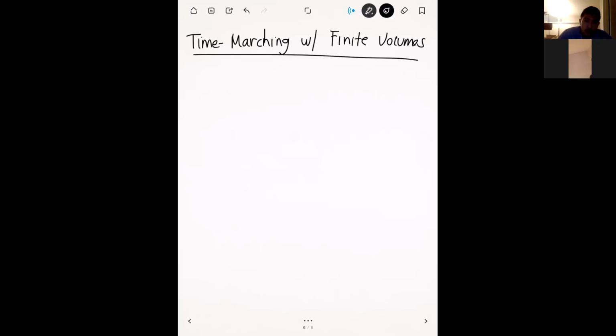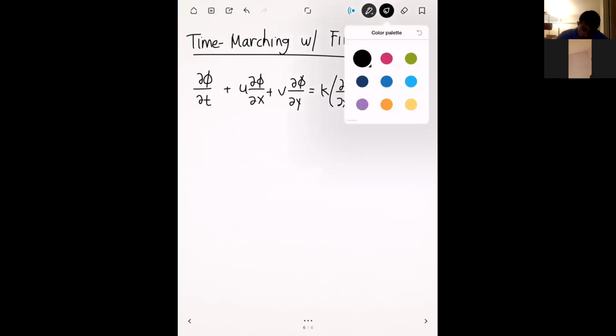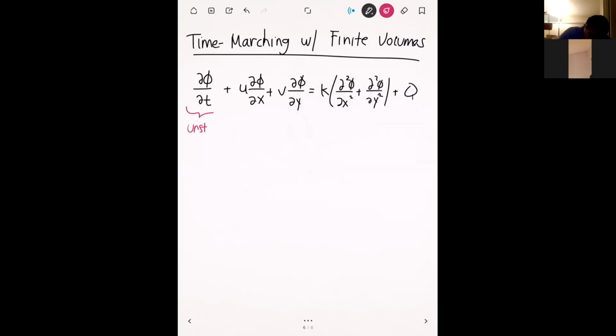Right. This is the last member of the family for our finite volume schemes. Remember, if we think back to our general conservation equation, the general equation that we're solving, there were four big terms that we had. We had our unsteady term, we had our convection term, we had our diffusion term, and of course, we had our source. So this was unsteady. This was convection. This was diffusion.